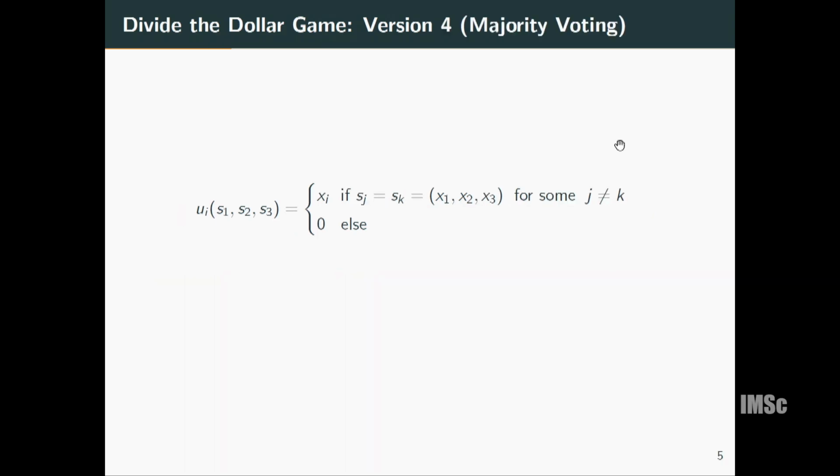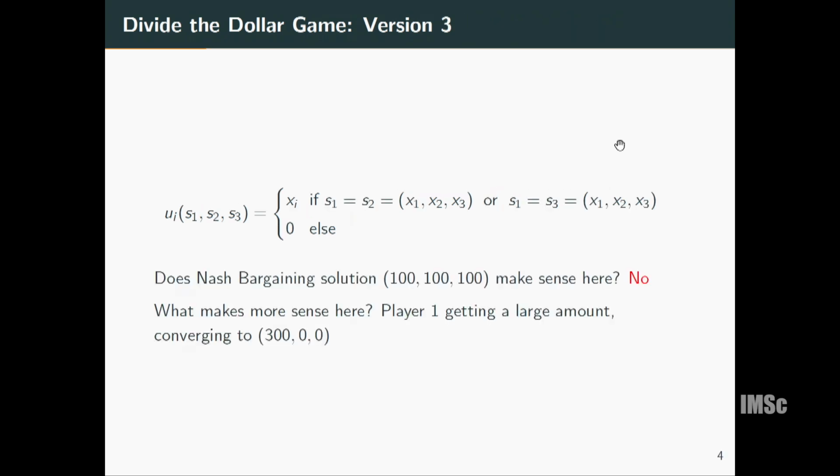Finally, if both of them say no, we are not coming with you, then everybody gets 0. So it converges to 300, 0, 0. It's similar to the divide the dollar game, right?